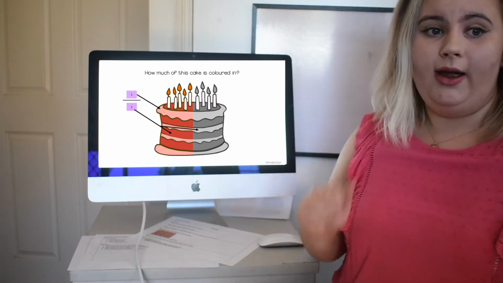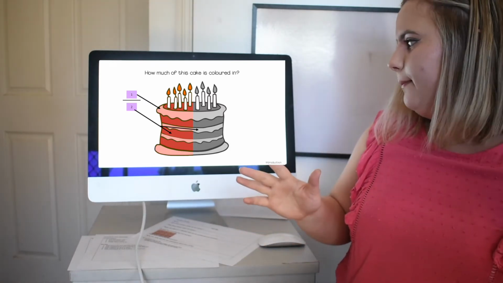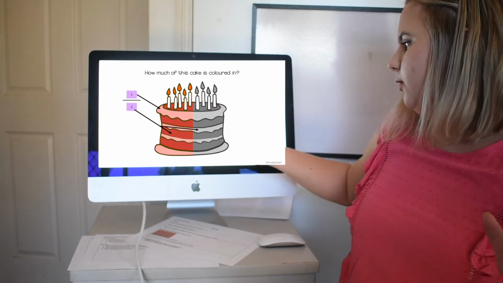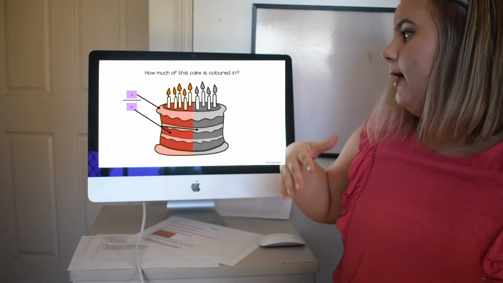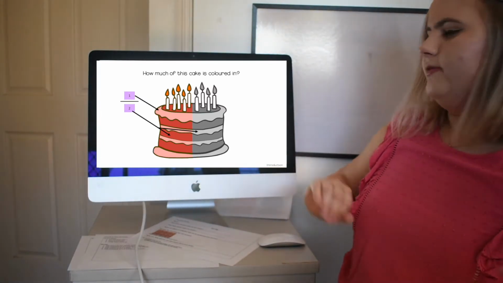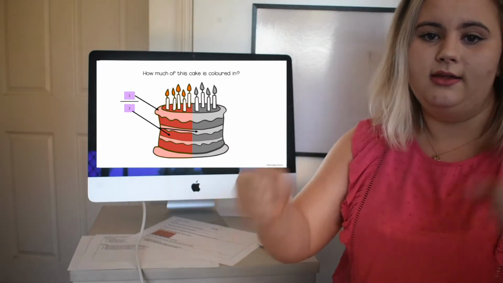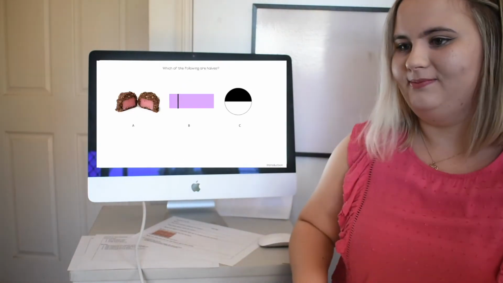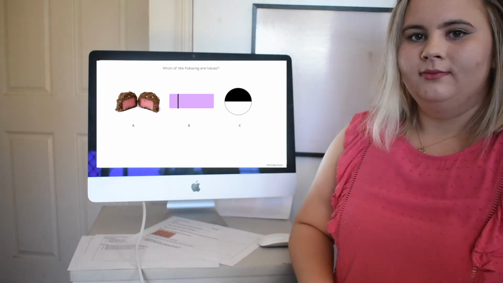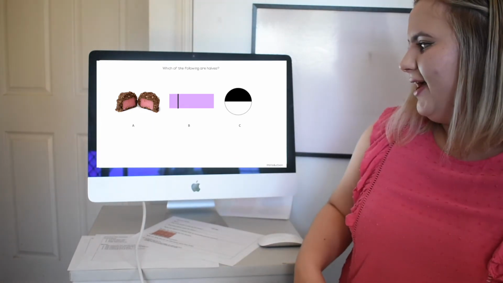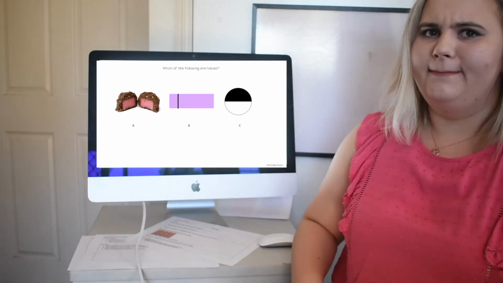So I want you to quickly grab your mini whiteboards, and on your whiteboards you're going to write A, B or C, or a mixture, and you're going to write which ones are halves. I'll give you a couple of seconds to do that, and then you're going to show me your whiteboards when you're done. That's right, so A and C are both halves.